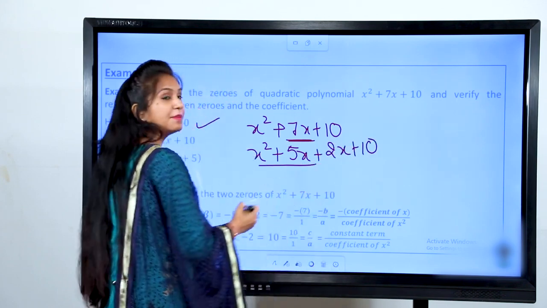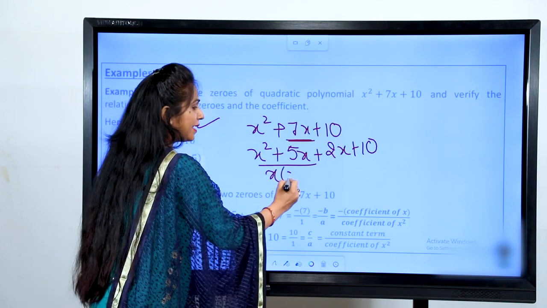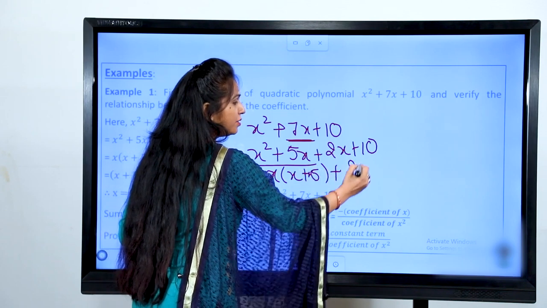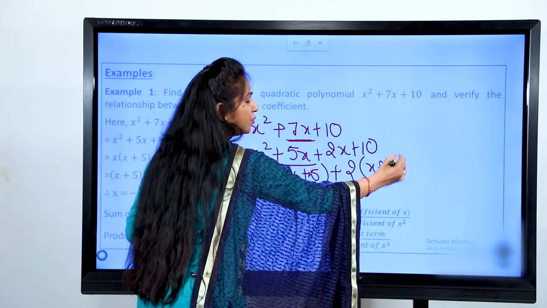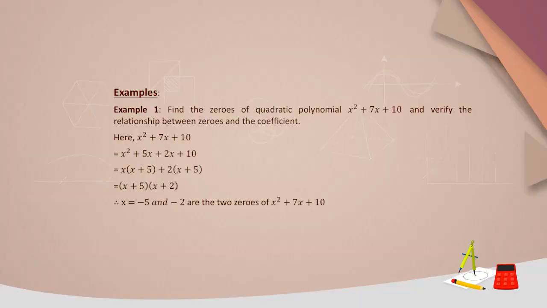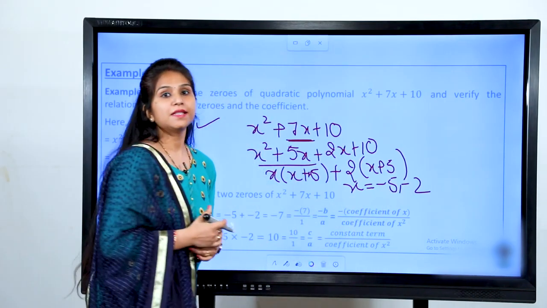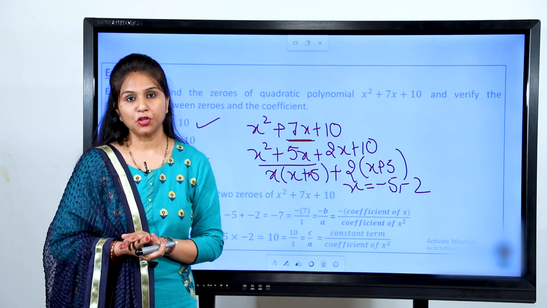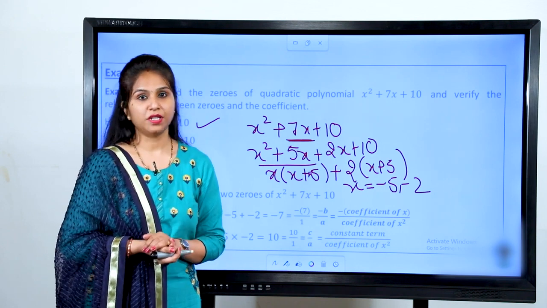From the first two terms I am taking x outside, so x in a bracket, x plus 5 is the first group, and from the second group we take out 2, giving x plus 5. So children, you can see we are getting two factors here, x plus 5 and x plus 2. Now when you equate these two factors separately with 0, you get two values for x: x equals minus 5 and x equals minus 2. These are the zeros of the given polynomial, or we can also say these are the roots of the given polynomial.